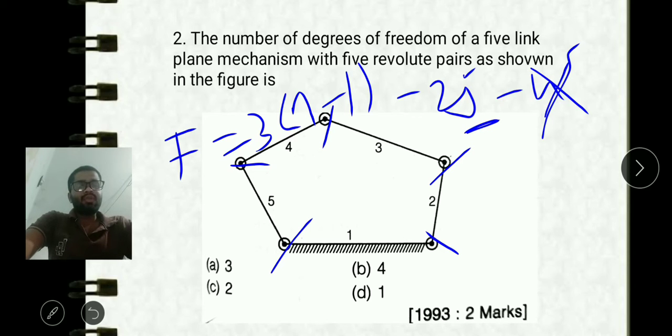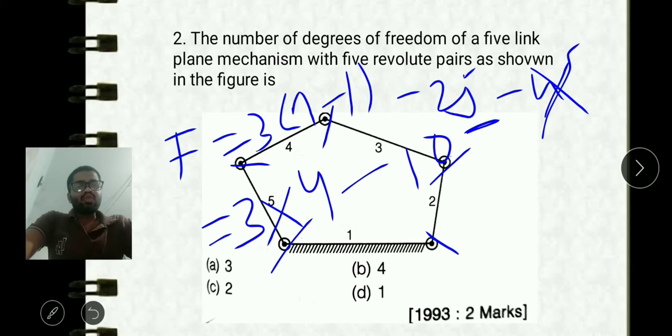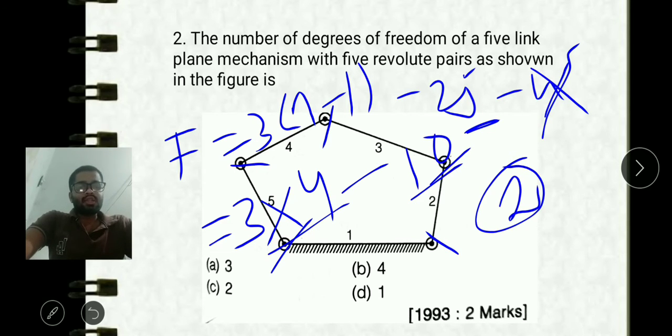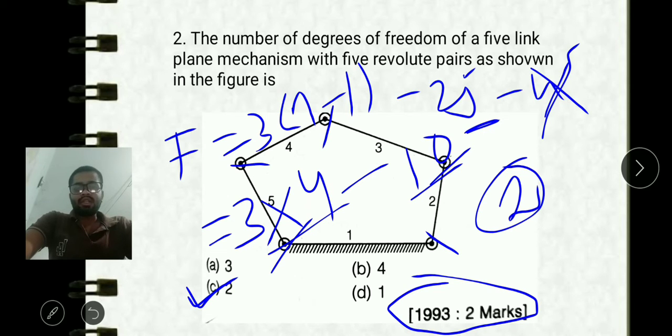If we put all these values, then 3 into (n minus 1) is 12, minus 2j, that is 2 into 5, that is 10. So 12 minus 10, we can calculate 2 as the answer here. So option C will be the correct one. This question was asked in 1993 for 2 marks, so it was an easy question. Option C will be the answer here.